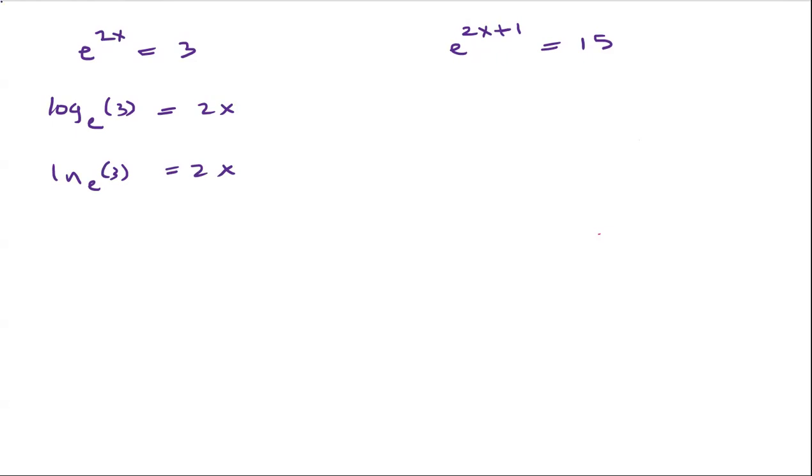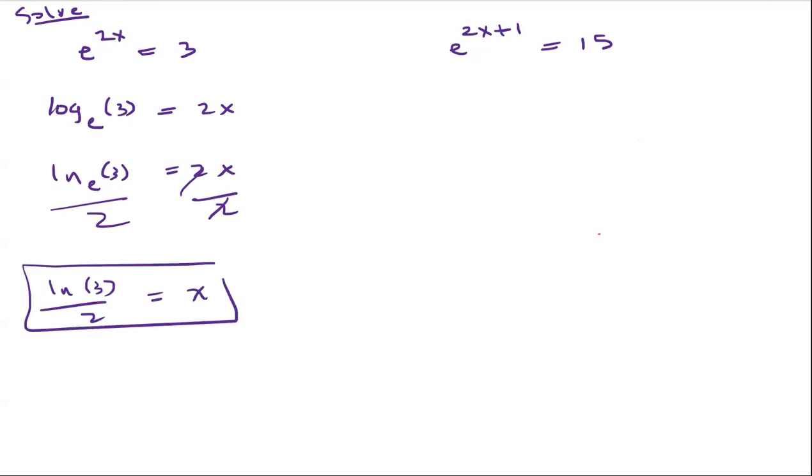We have ln of 3 equals 2x, and we're solving this, trying to get x by itself. The last step we need to do is just divide. These are being multiplied, so I can just divide both sides by 2. And then there's our answer: ln of 3 over 2 equals x. And that's it.